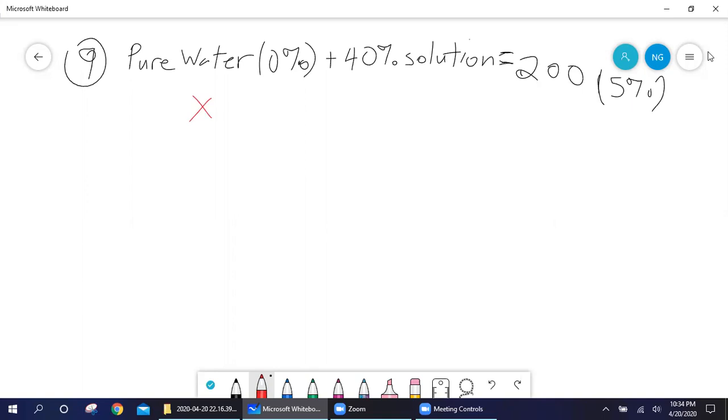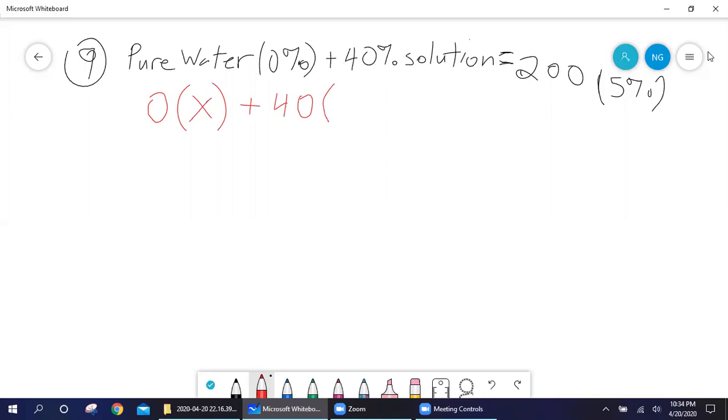So the percentage of salt is 0%. It's going to seem kind of strange to write this, but the X amount is being multiplied by 0%. I'm adding in a 40% solution, so this is going to be 40%. Now you can convert that to a decimal, but actually it turns out on this problem you don't have to. So I'm just going to leave it as 40.